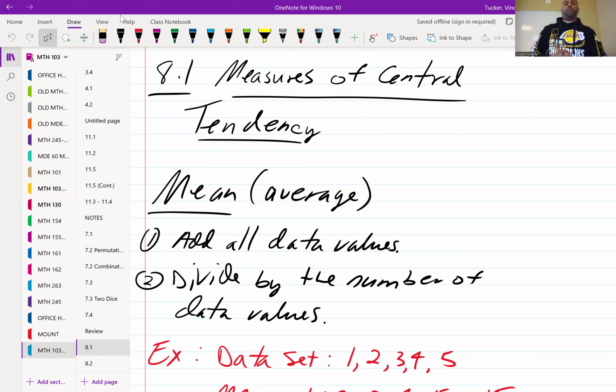So 8.1, the first thing in 8.1 is the mean, or in other words, the average. In statistics, your average is called the mean. And so you calculate it like you would calculate the average. You take all the data values that you have, add them together, and then divide by the number of data values that you have.